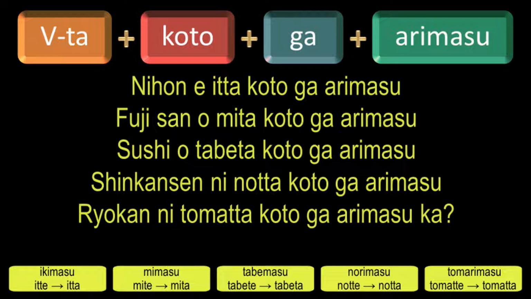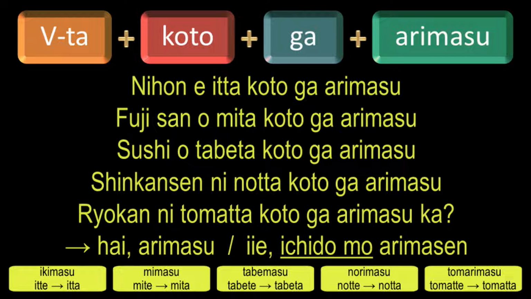So, if someone asks, ryokan ni tomatta koto ga arimasu ka? Then it means, have you ever stayed in a Japanese inn? If you have stayed in the past, then you can just say, hai, arimasu, which means, yes, I have. And if you have never stayed in the past, then you can say, iie, ichido mo arimasen. Here, ichido mo means never or not even once, and it is used in a negative sentence.